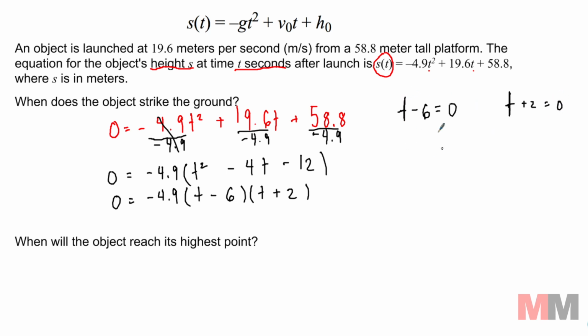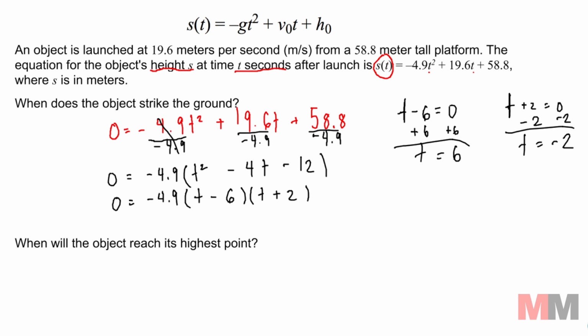And solve for t. So you can do this by adding 6 to both sides. Now you got 6 equals t. And solving the other one, you get t equals negative 2. One of these makes sense, which is the one that's 6. So at 6 seconds, that object will hit the floor at 0 height. This doesn't make sense because you can't get a negative time, so don't put that as one of your answers.